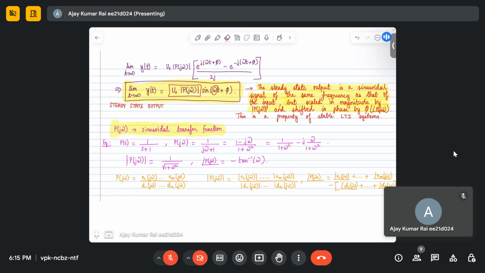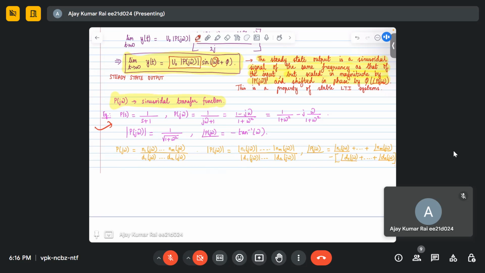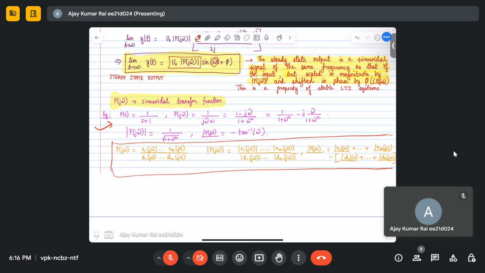So how to get the sinusoidal transfer function? You just put s equal to j omega. An example is also shown here: P(s) equal to 1 by s plus 1. Put s equal to j omega, you get the sinusoidal transfer function, and you can get the magnitude as well as the phase. This is very important. This is how you get the magnitude, and this is how you get the phase.